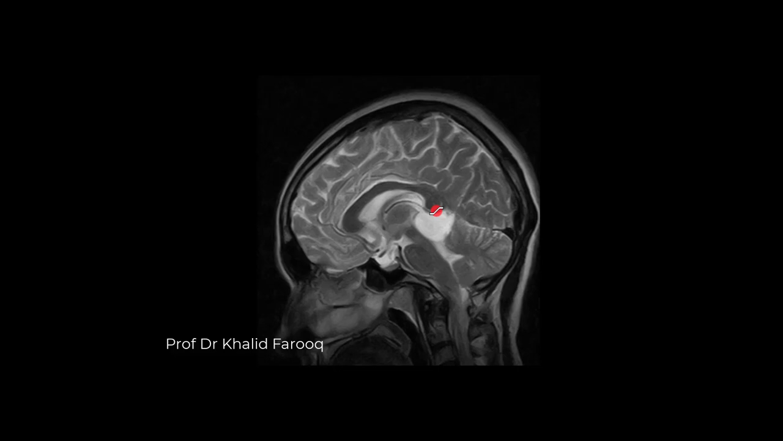Here we can see part of the vein of Galen and superior surface of cerebellum, and here we can see upper portion of the fourth ventricle.